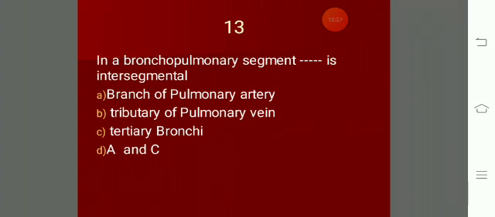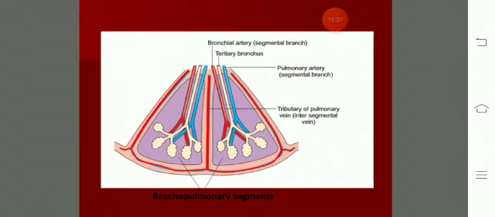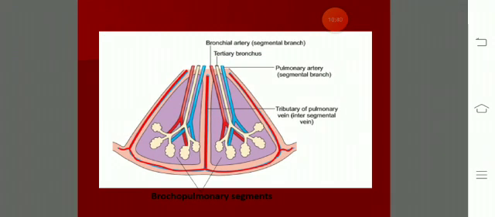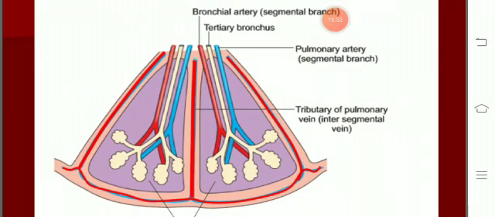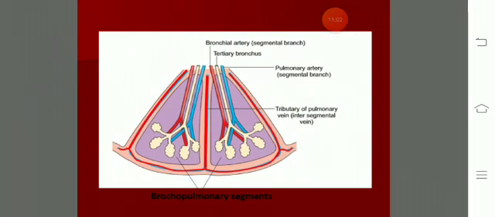In a bronchopulmonary segment, dash is intersegmental. A very, very easy question. Answer it. It is the pulmonary vein. It's a tributary of pulmonary vein. Look at that figure. You find that is a bronchopulmonary segment, and it is pyramidal in shape with the apex projecting towards the hilum. And when you are concentrating on the pulmonary vein, look at that, it is lying in between, it is intersegmental. All other things, the tertiary bronchus, the pulmonary artery, they are all confined to a segment, but pulmonary vein is intersegmental.